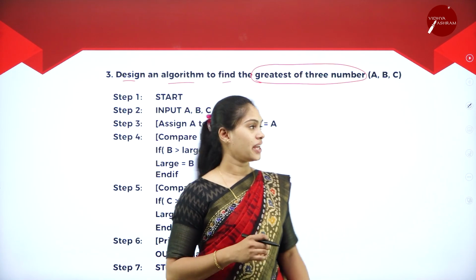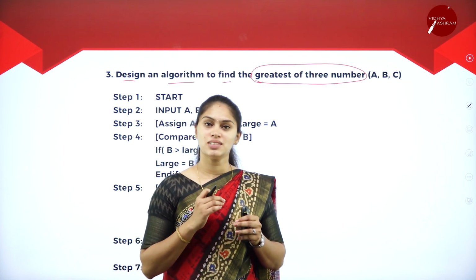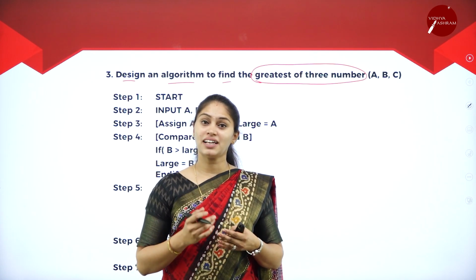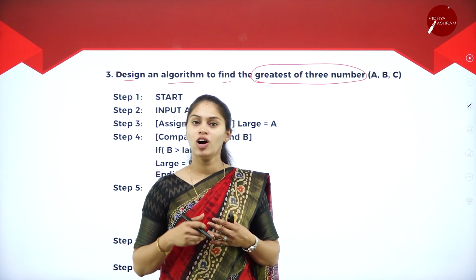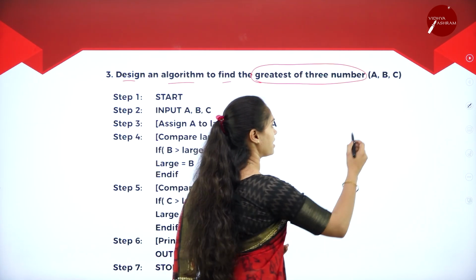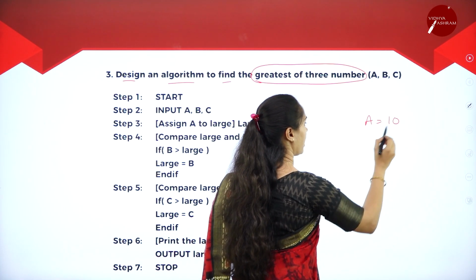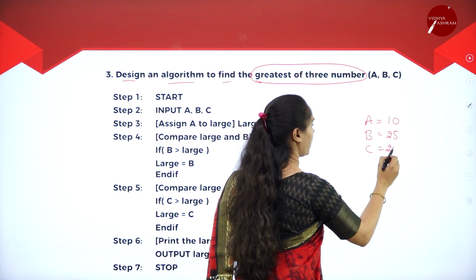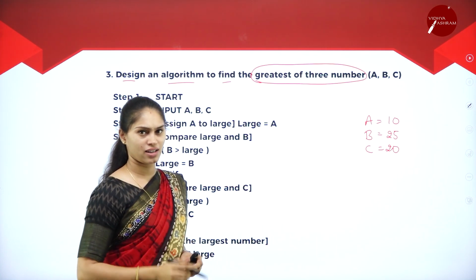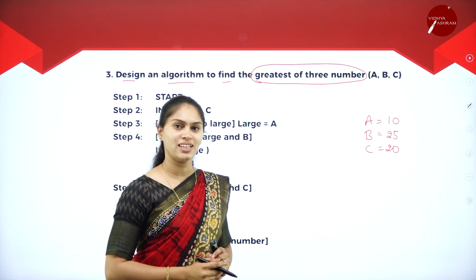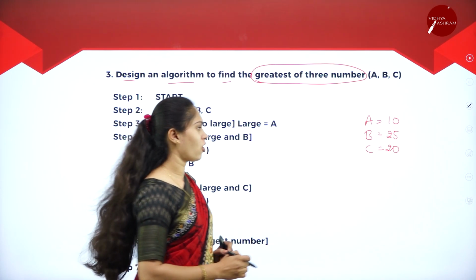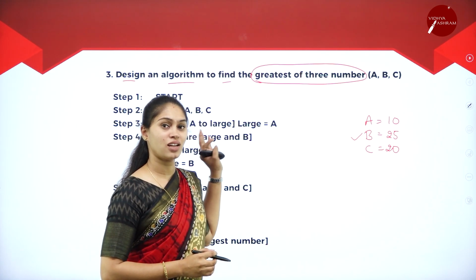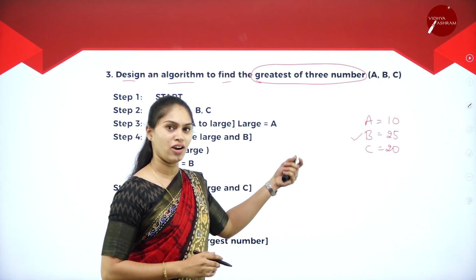That means if I'm taking A, B, C, then I need to give some value to A, some value to B and some value to C, right? After that, I am going to check which is the largest among all these three. Let me consider A is equal to 10, B is equal to 25 and C is equal to 20. Now you must be able to understand which is the largest among all these three. I hope you got the answer, that is B. So we'll work with the algorithm now. We'll check whether we get the same value or not.